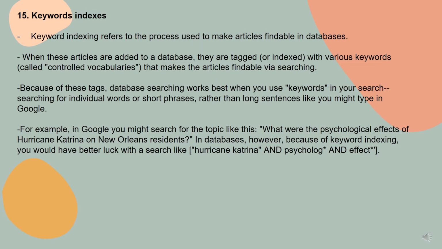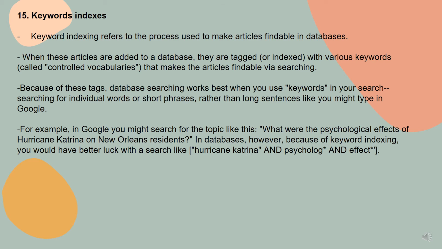Okay, we go to the next slide, which is keyword indexes. Keyword indexes refer to the process used to make articles findable in a database. When these articles are added to a database, they are tagged with various keywords called controlled vocabularies that make the article findable via searching. Because of this tag, database searching works best when you use keywords for individual words or short phrases, rather than long sentences like you might type in Google.